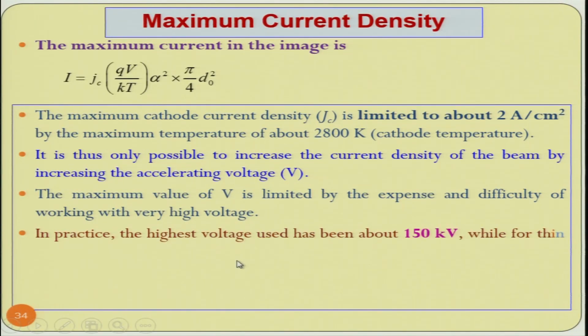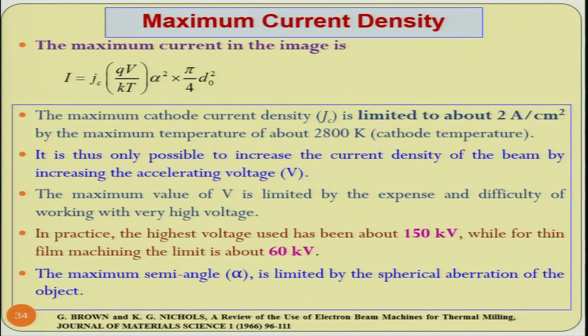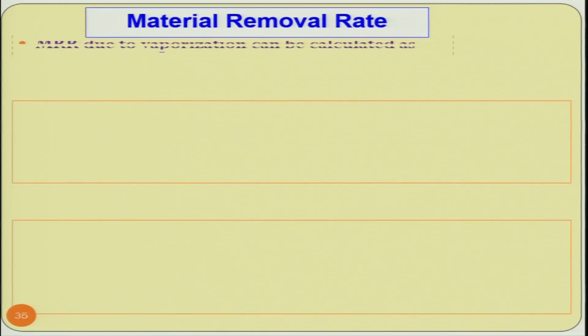In practice, the highest voltage used has been about 150 kilovolt, while for thin film machining the limit is about 60 kilovolt. So, depending upon the thickness of the workpiece, its properties and the feature that you are going to machine, you have to decide what should be the voltage for this particular purpose. The maximum semi angle is limited by the spherical aberration of the object. This is the reference from where this particular equation has been taken.